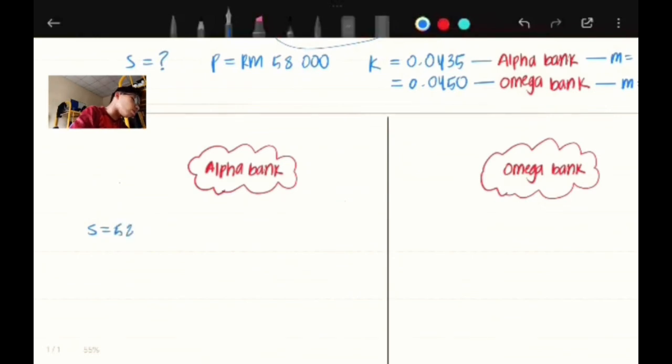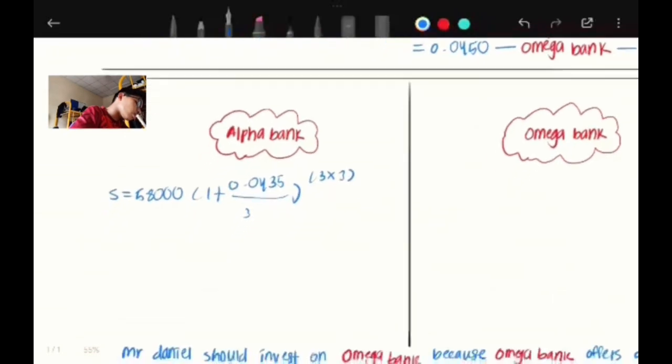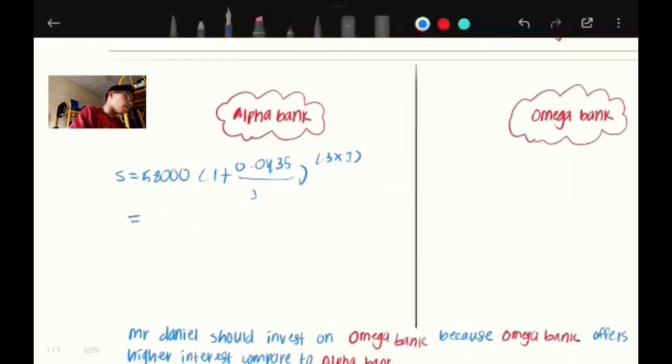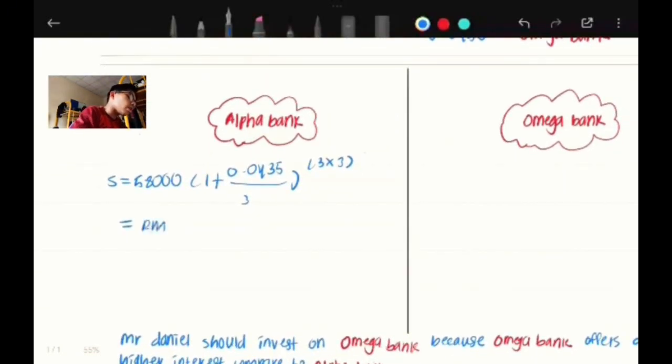S equals 58,000 times 1 plus 0.0435 over m, which is 3, to the power of m times t, where t is 3 also. For the answer, you will get 66,028 ringgit and 18 cents.